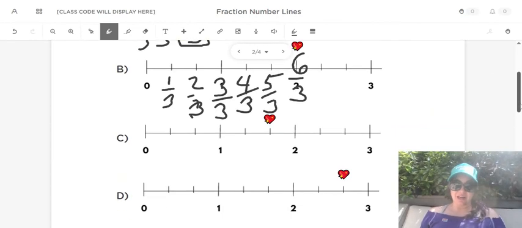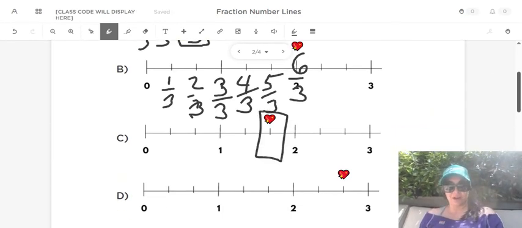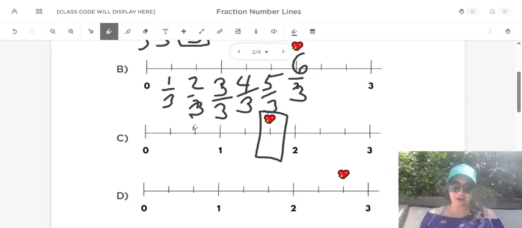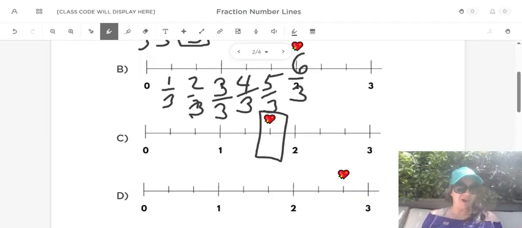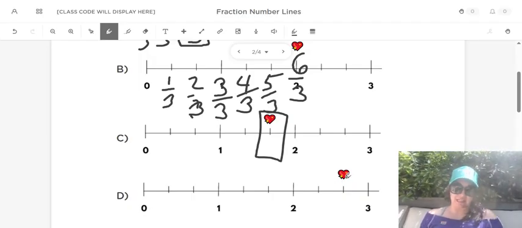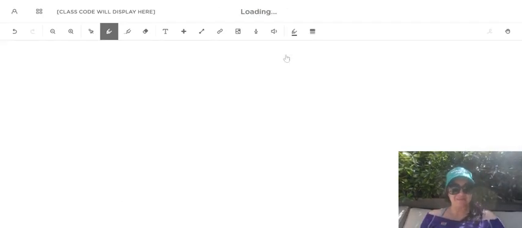If I look over here, what is this heart equal to? It is equal to 5/3. 1/3, 2/3, 3/3, 4/3, 5/3. So C is equal to 5/3. If you want to go ahead and figure out what fraction the heart is at D, you can do that too. Well, this is 5/3, 6/3, 7/3, 8/3 for D. All right, let's keep it going to the next one.